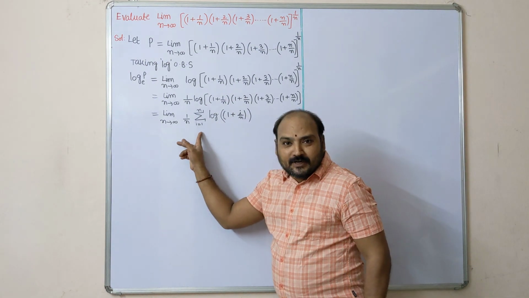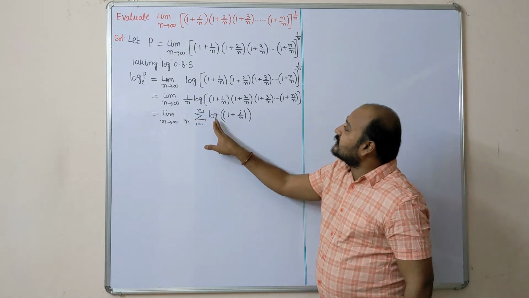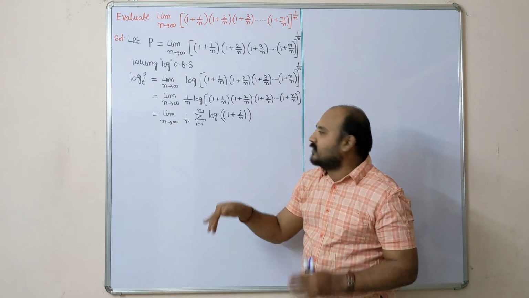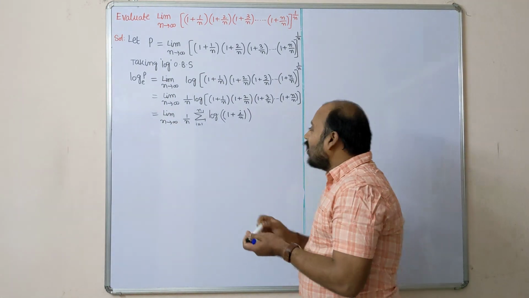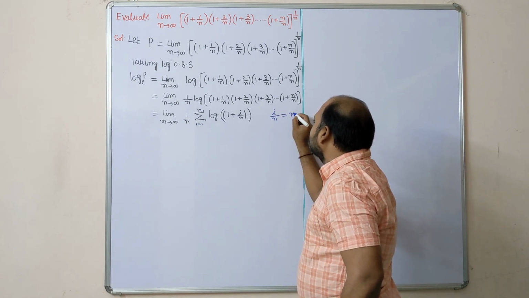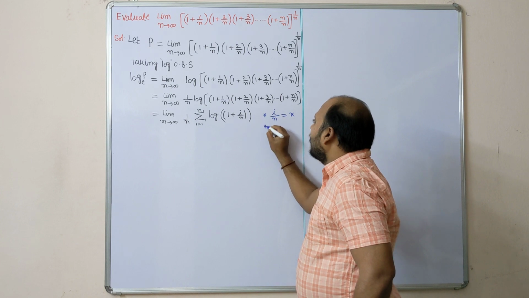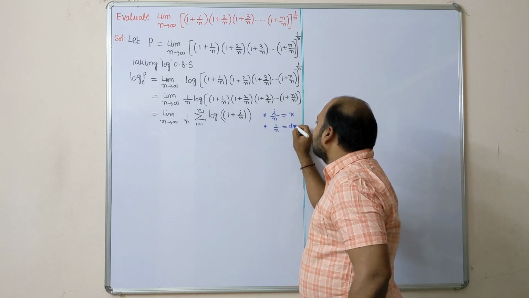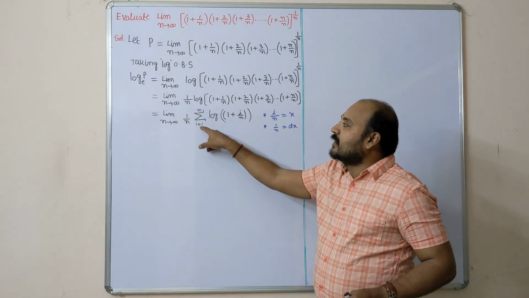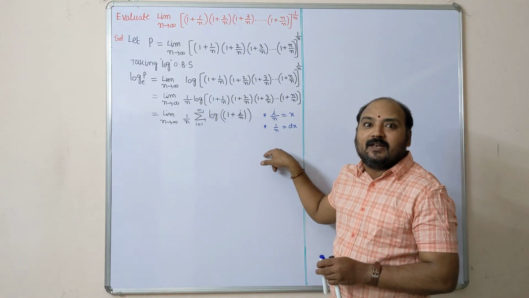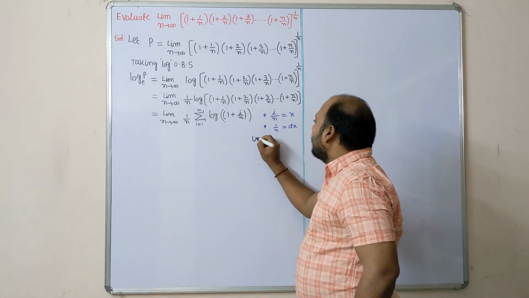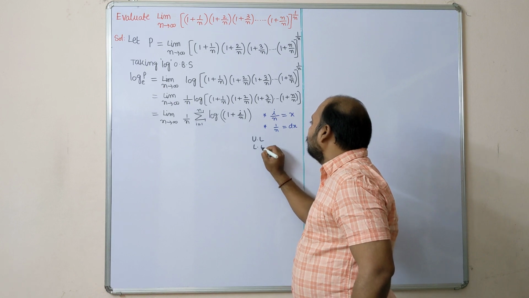I hope everyone understands. What I did is, before the log of this value, I am taking sigma or summation. After that, what do we have to write? Wherever i by n is there, replace with x. Wherever 1 by n is there, dx. Later on, limit n tends to infinity, sigma i is equal to 1 to n becomes an integral. First we will find the limits, lower limit and upper limit.